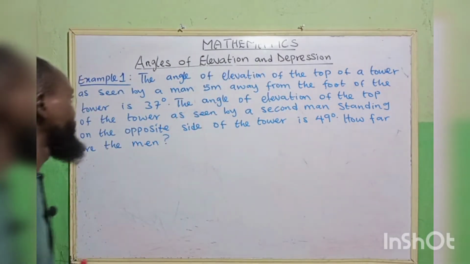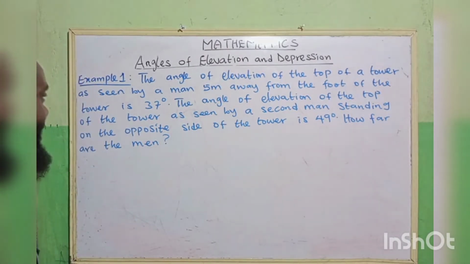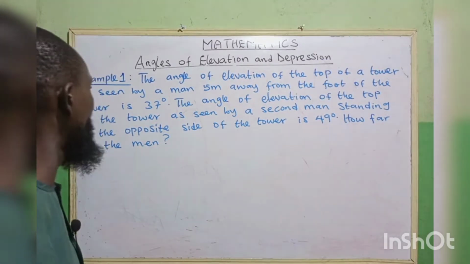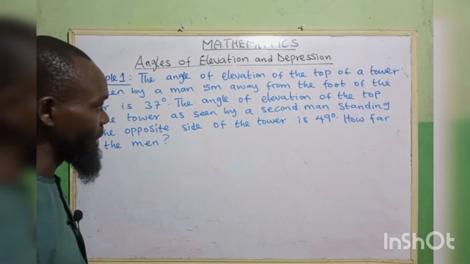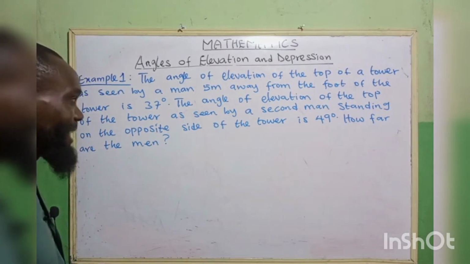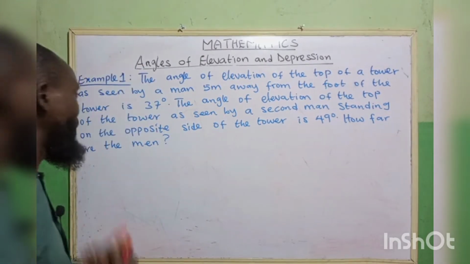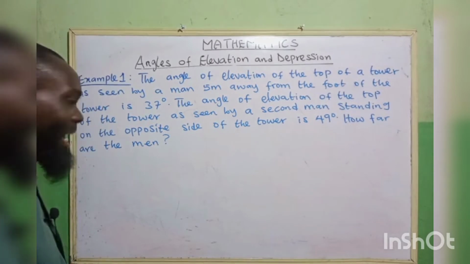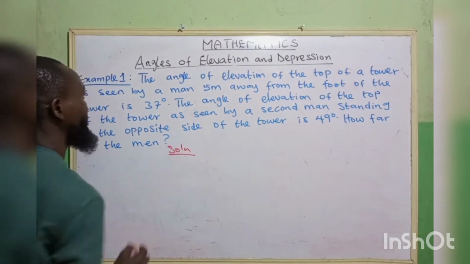Example one. The angle of elevation of the top of the tower as seen by a man 5 meters away from the foot of the tower is 37 degrees. The angle of elevation of the top of the tower as seen by a second man standing on the opposite side of the tower is 49 degrees. How far apart are the men? Now, this is an interesting question.